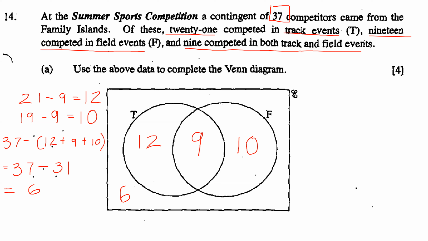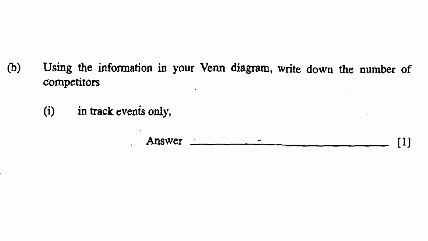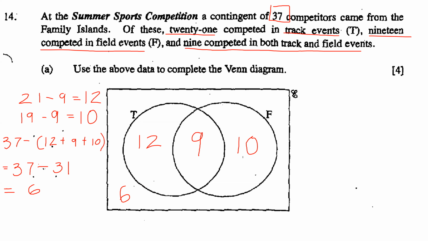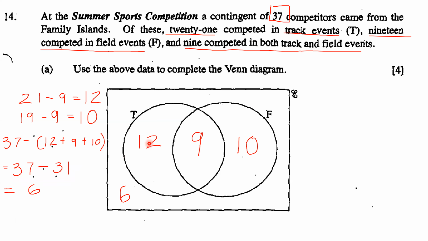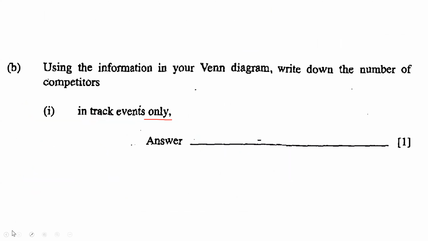Moving right along, we have this question. It says, hey, using information in your Venn diagram, write down the number of competitors that do track only. So that means that we're only going to look at the ones that do track only, not the ones that are a part of the intersection. So track only is going to be what number? 12. Very good. Track only is just going to be 12. And so the correct answer here is definitely 12.